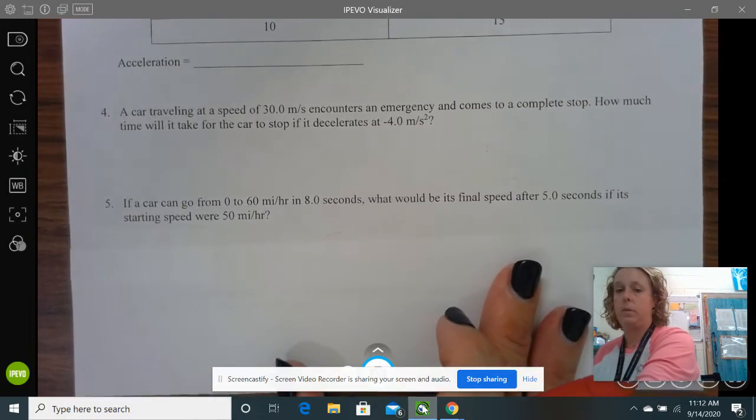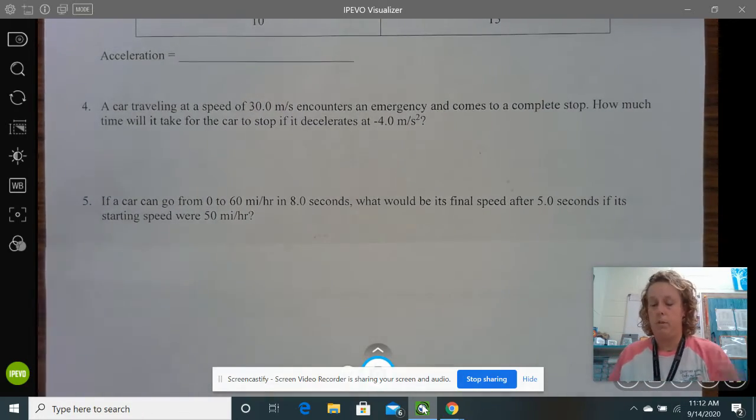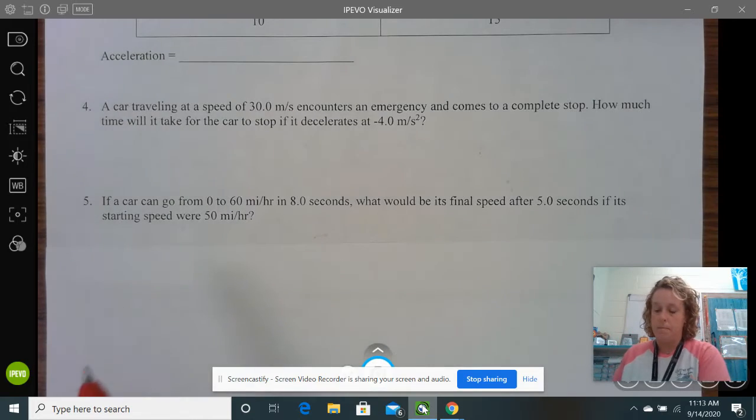And the rest of these we will do in class tomorrow, where we are finding acceleration, but we just did a whole worksheet on that, so I don't want to waste any more time. Let's jump into finding time.